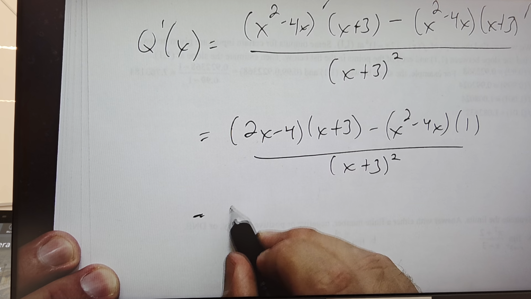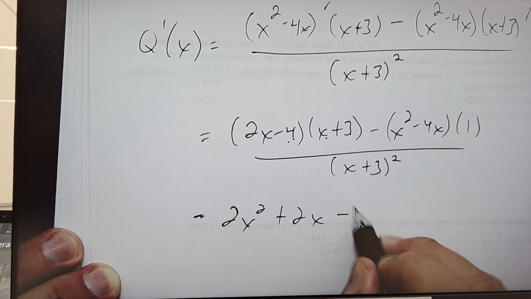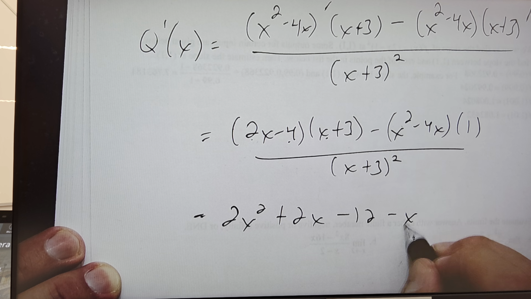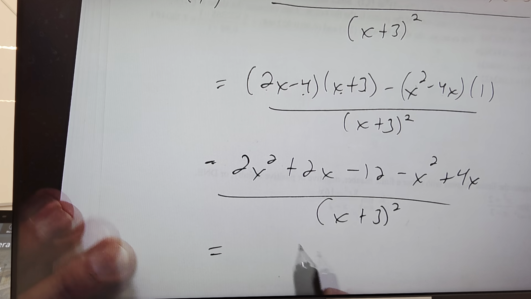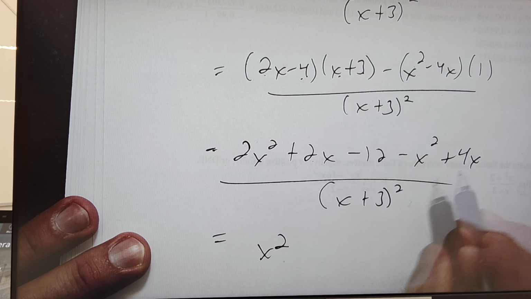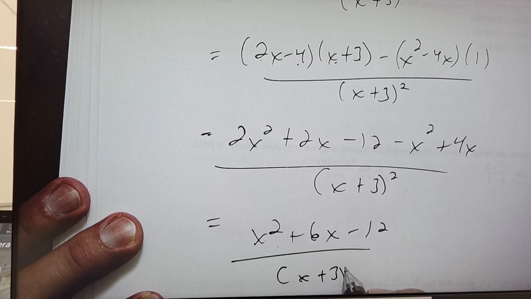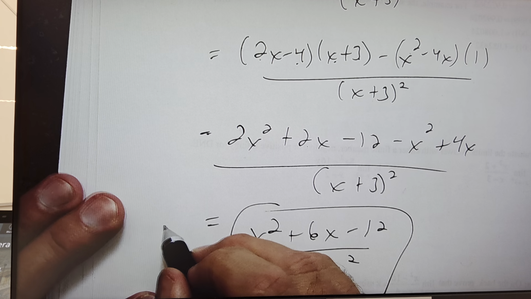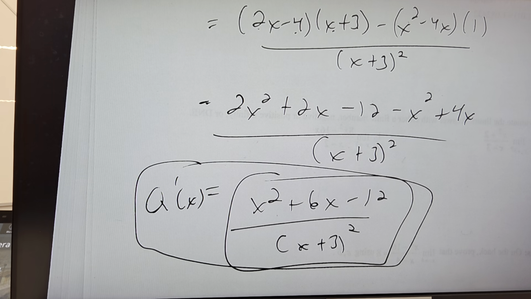And now I just distribute. I get 2x squared minus 4 plus 6 is plus 2 minus 12, and they distribute in the negative. And then I can combine my like terms. I'm getting bored. x squared plus 6x minus 12. Will that factor? No, not in any meaningful way. So that's q prime. The first step is calculus, and then the last many steps are algebra, which is basically what most of calculus is.